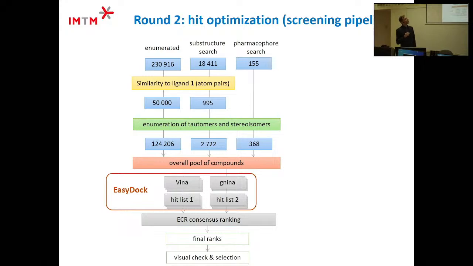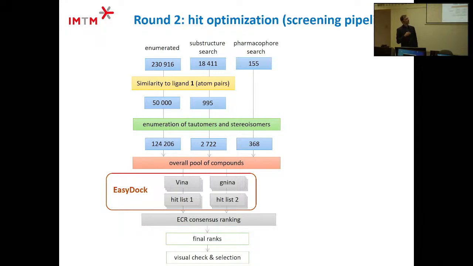So before docking, we performed a similarity search to the reference ligand using atom pairs fingerprints, and we selected from the enumerated subset just 50,000 compounds, 1,000 compounds from substructure search, and all compounds retrieved by the pharmacophore search. Then we enumerated tautomers and stereoisomers, and docked all these compounds, but already using just two programs, Vina and Nina, because they demonstrated the best performance on the compounds from the previous stage.